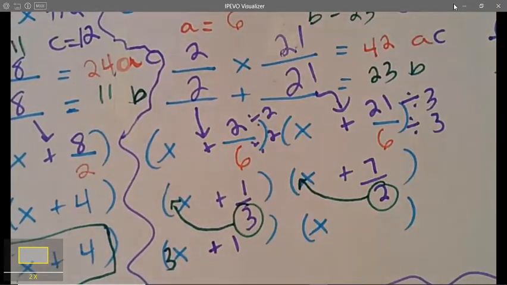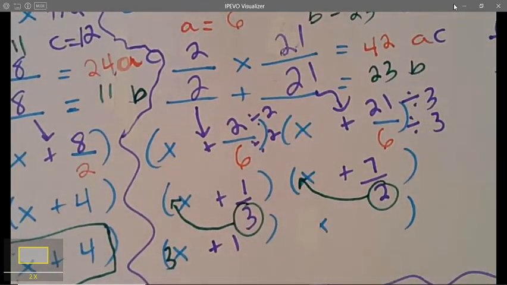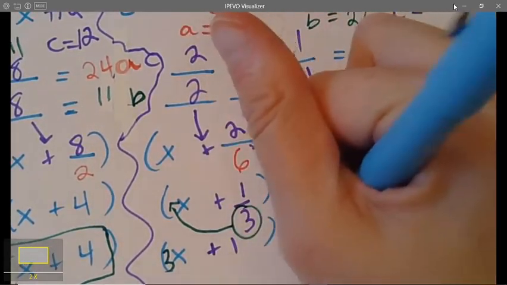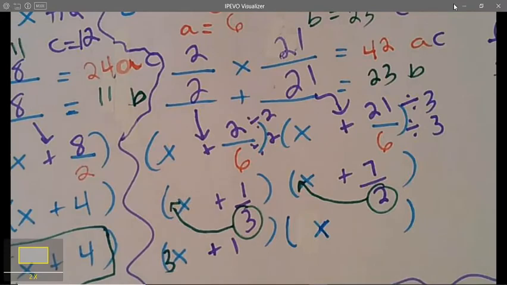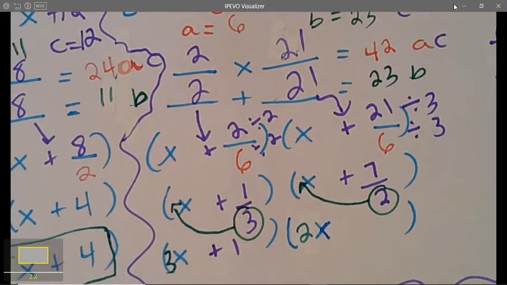And this one, well, I didn't really leave much space. Sorry, you guys. Okay, so I'm going to bring the 2 in the front, so it'd be 2x. And I'm going to bring down my 7, so plus 7.